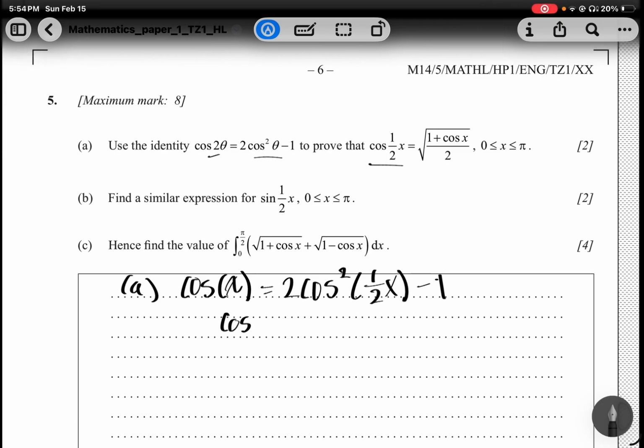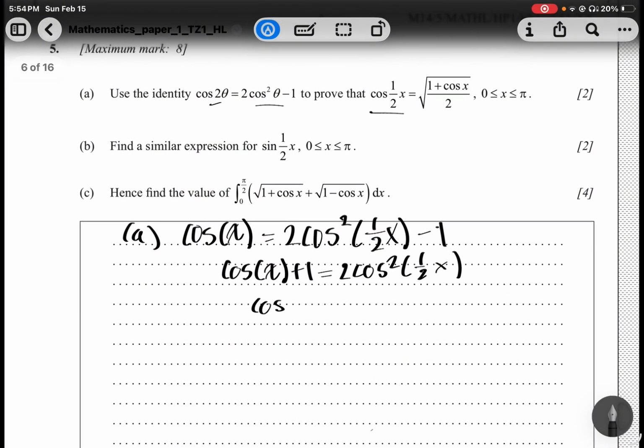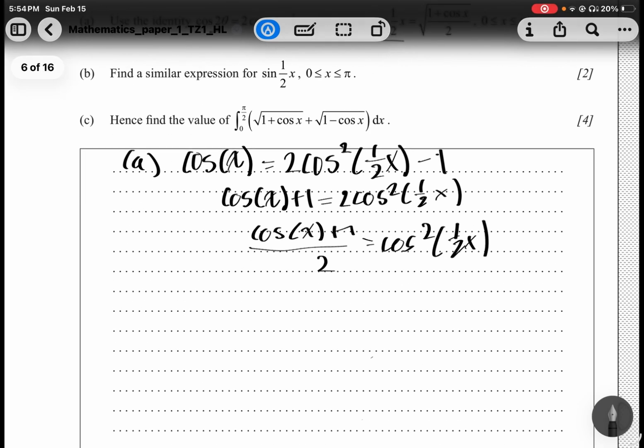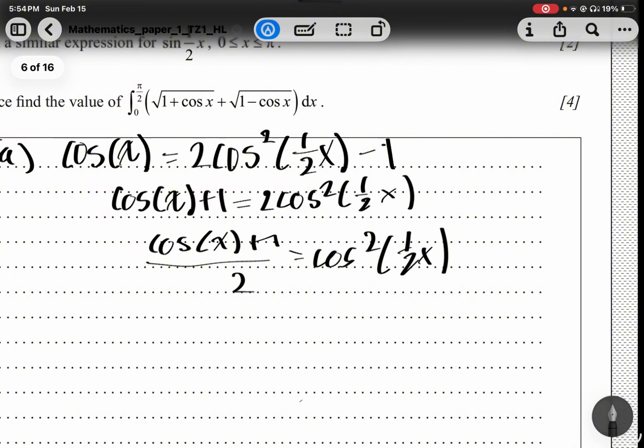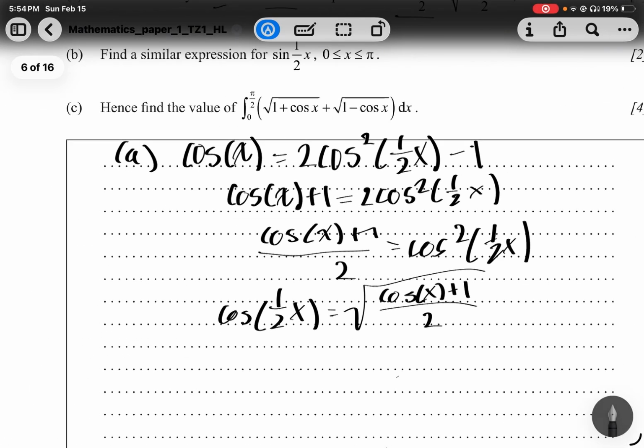So that's cosine of x plus 1 equals 2 cosine squared of 1/2 x. Then we divide by 2. Cosine of x plus 1 over 2 equals cosine squared of 1/2 x. And then just take the square root. So cosine of 1/2 x is the square root of cosine of x plus 1 over 2.